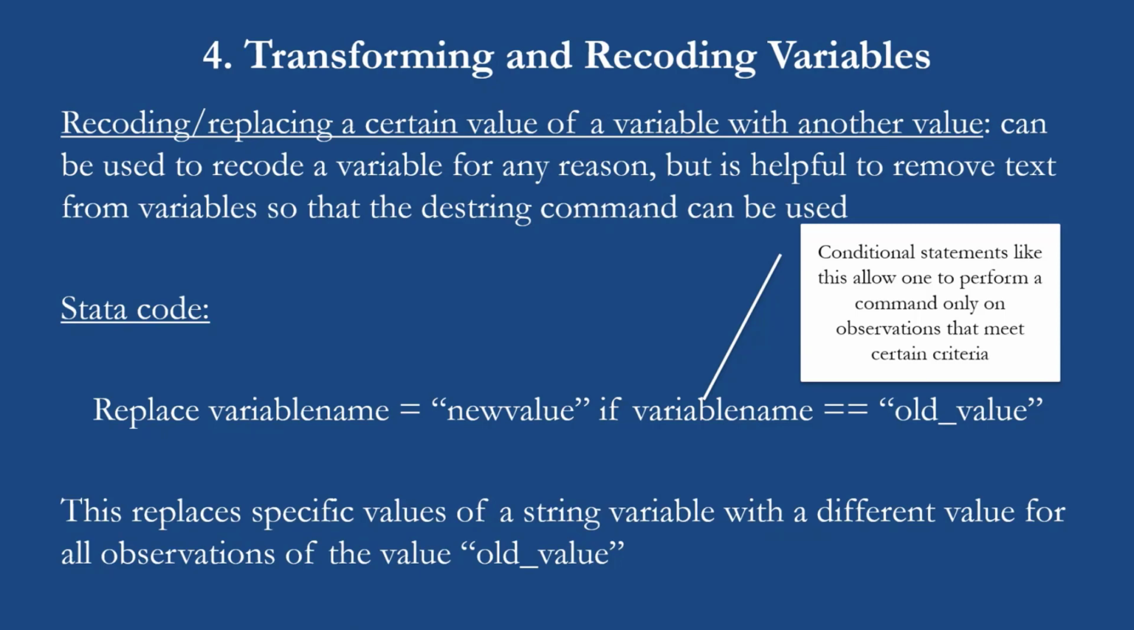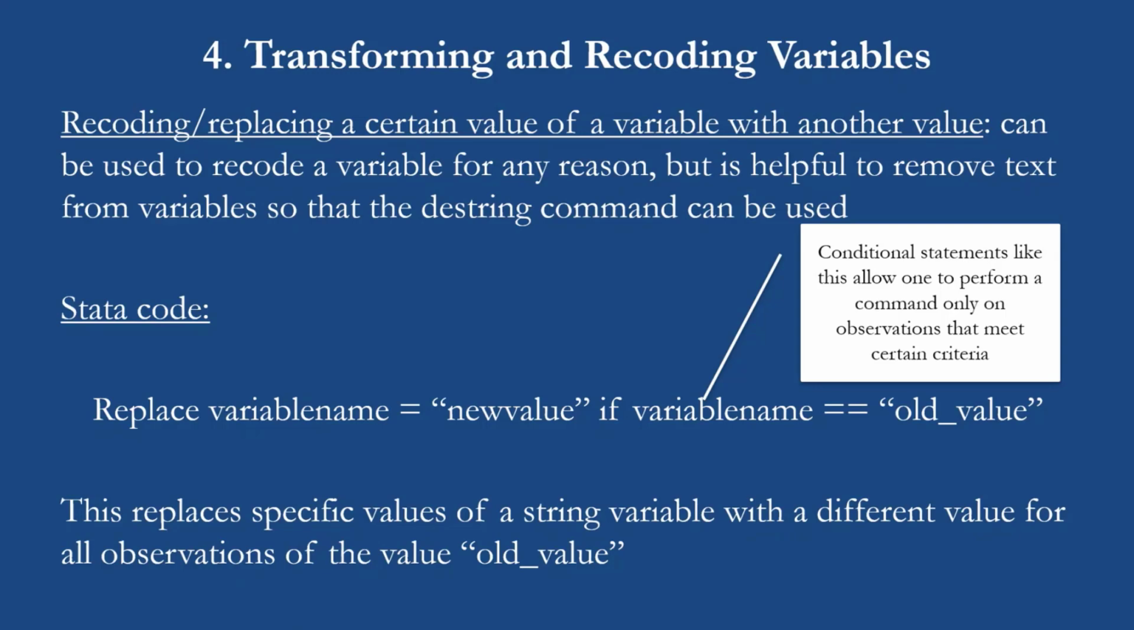So what you need to do is replace the value of a variable with another value. You can do this for any reason that you want, but like I said, what I mostly end up doing this for is to get ready to destring a variable. So the code would be, again, to replace a value of a variable. This would be replace, and then the name of whatever variable you want to do. The first set of quotes there says new value. That's whatever you want the new value of this variable to be. And then you'll see here that there's a conditional statement.